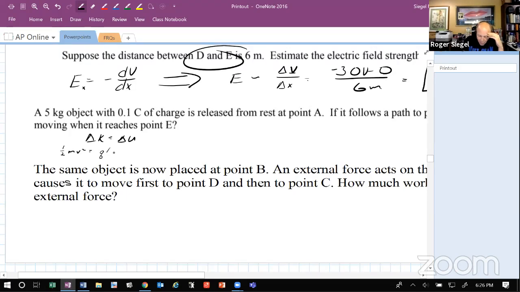Now, let me just stop for a minute. This V is voltage. This V is velocity or speed. They're not the same, obviously, so be careful. That's why I put the little line under this V. All right. So that means, ladies and gentlemen, if we do a little algebra, we get v squared is equal to 2Q delta V over m, or v is equal to the square root of 2Q delta V over m.